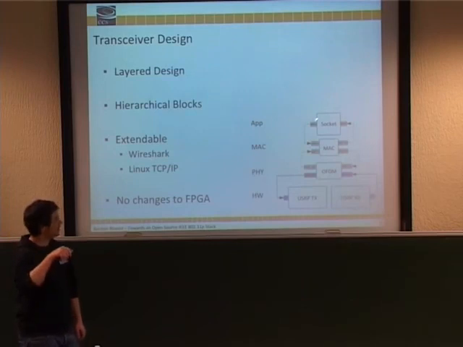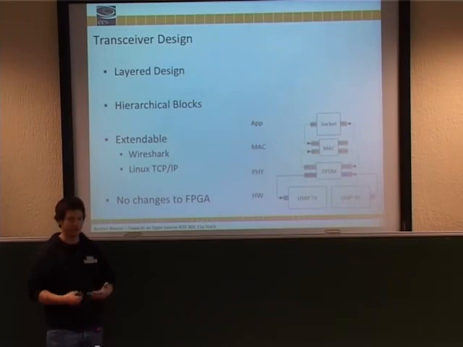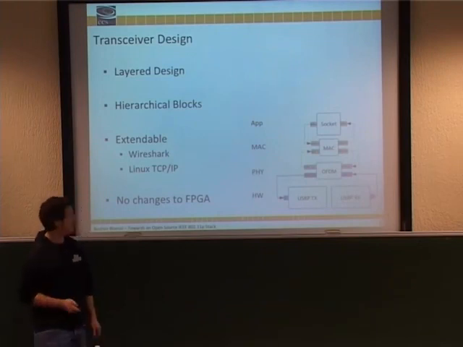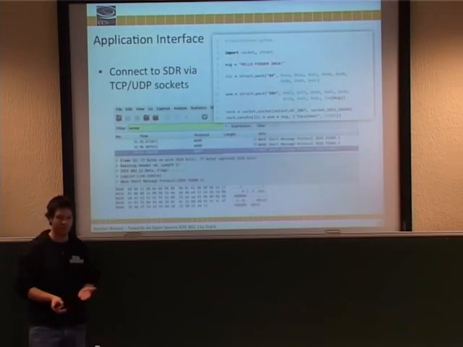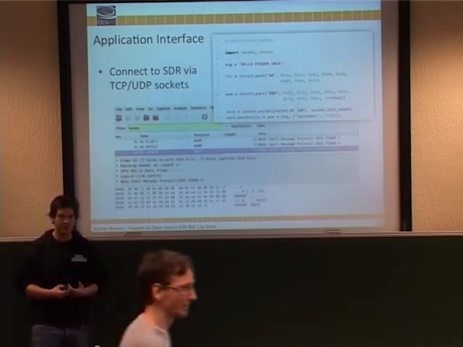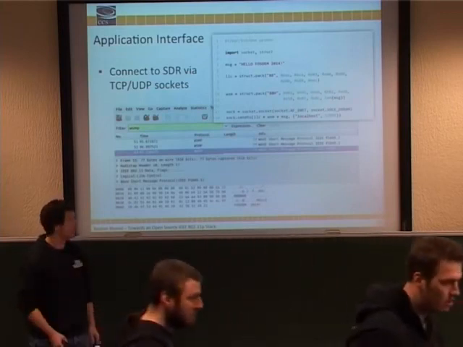At the very top you have this application, where you can feed something into the flow graph to actually transmit it, for example. And I have an example of how easy that is. With only 6 lines of Python code, you can inject a packet and send some packets out there that you can receive with your Wi-Fi card.